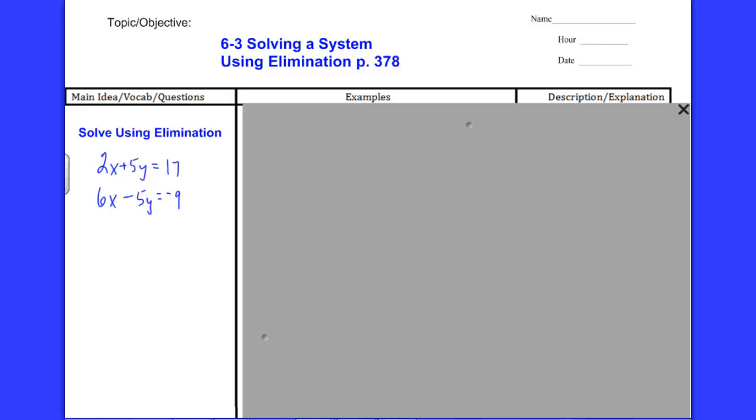Hello there, students. Welcome to Chapter 6, Section 3, Solving Systems Using Elimination. This starts on page 378 in your book. And I'm going to talk you through just 3 problems here, but they're long enough. It's going to take quite a bit of time.